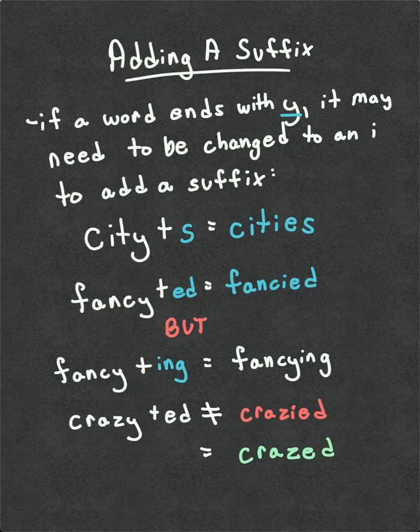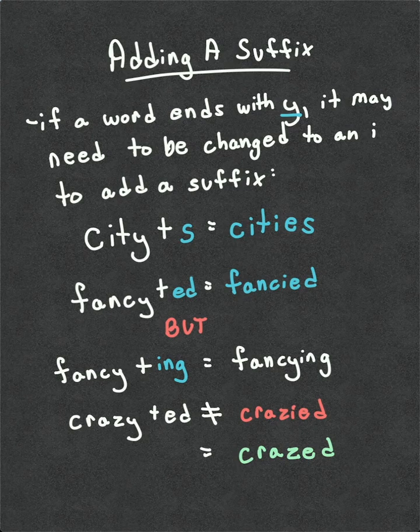And so you may know some general rules, such as if a word ends in a Y and it's singular, such as city, and we want to pluralize it, we're going to change the Y to an IE and add the S. Just like the word fancy, if you want to make that word past tense, fancied, we're going to drop the Y and change it to an I and add ED.